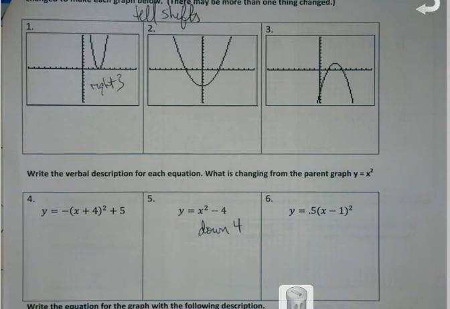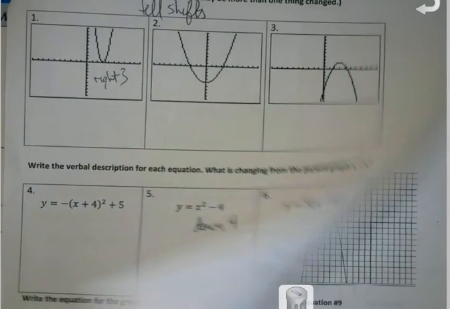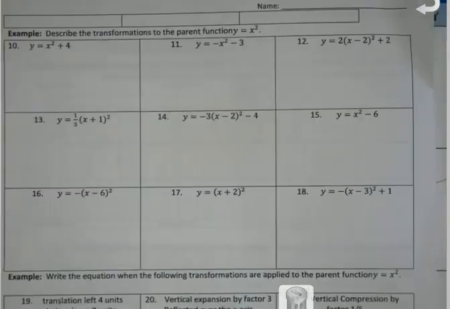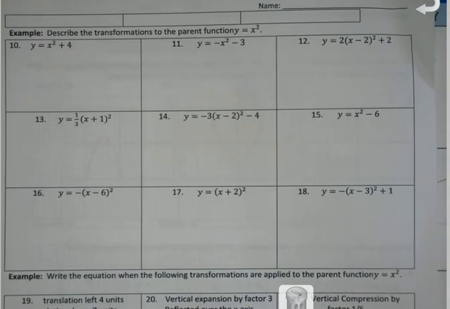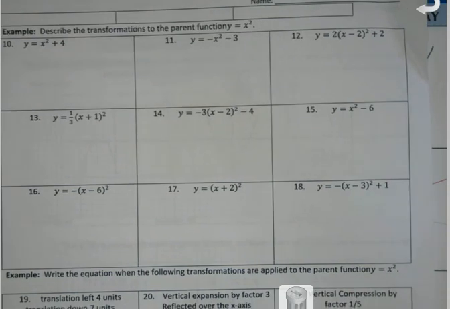Do not worry about 7 through 9. If you want to, you can, because, well, it's kind of goofy, but that's okay. And then when you get to the back, focus in on 10 through 18. Same thing, just tell me what the shifts are. Up, down, left, right, whatever they happen to be. I just want you really getting used to understanding how those shifts work. And that's basically what we're going to be doing.